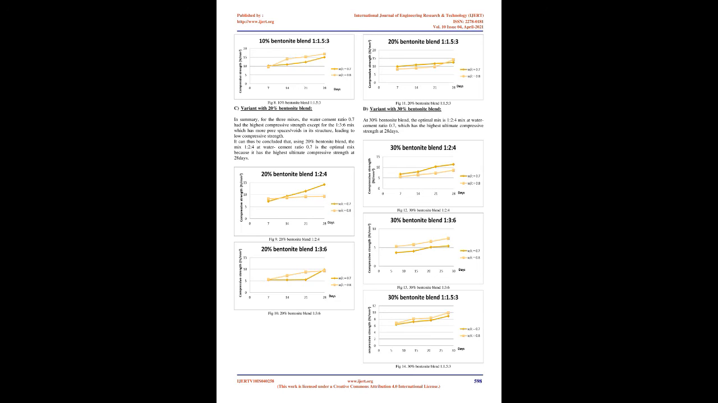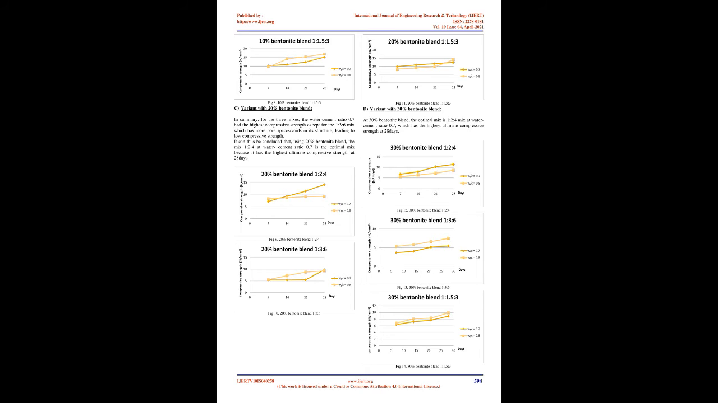B. Variant with 10% bentonite blend. In summary, we can see that on comparing the three mixes, under normal conditions, water-cement ratio 0.8 is the optimum variant that favors compressive strength, except for in the 1:2:4 mix which shows a deviation in ultimate strength at 14 days curing age. It may conservatively be considered to be the optimal water-cement variant in all three mixes.